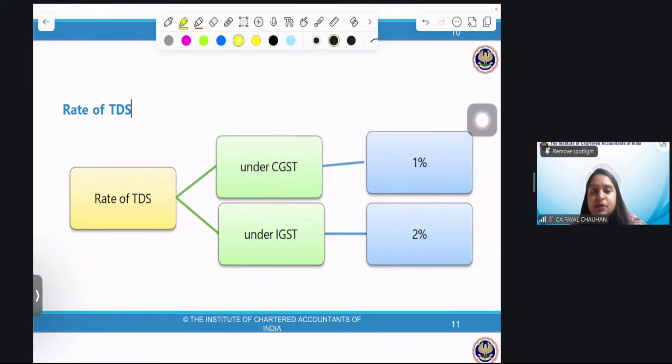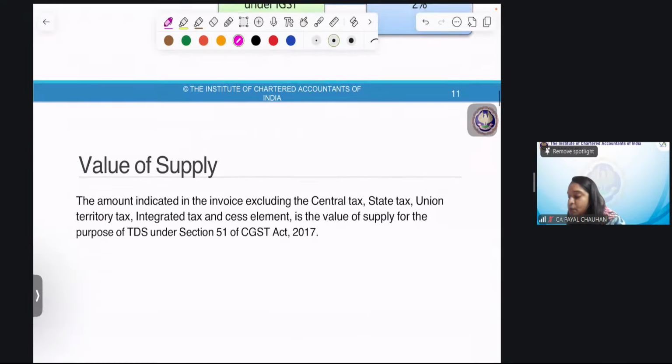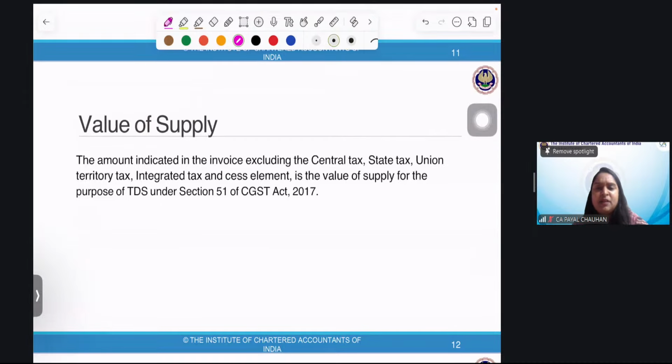Now you people know if it is under CGST, it's 1%. We'll add SGST also now. We add SGST 1%, so the entire value is 2%. And if it is IGST, then we'll do it 2%. Now, value of supply. You people know it.